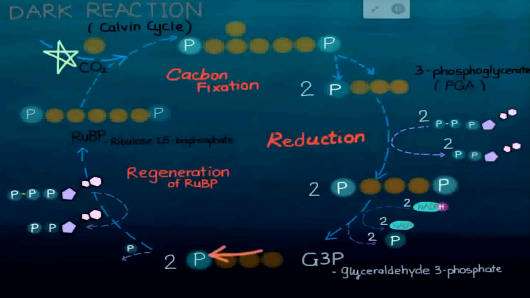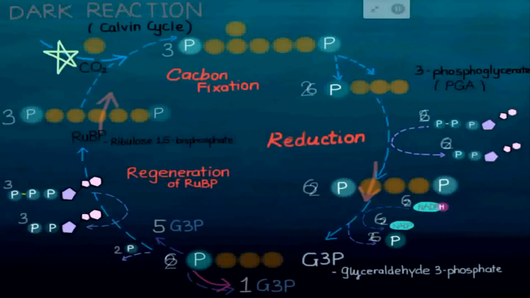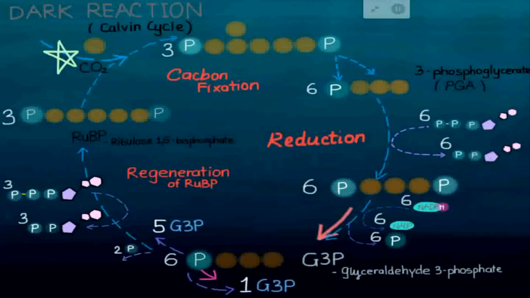After running 3 times, 6 G3P molecules are made. 5 of them are used to reform 3 ribulose 1,5-bisphosphate molecules, and after running 6 times, 2 G3P molecules are used to make a glucose phosphate molecule. Plants absorb carbon dioxide to balance the atmosphere.